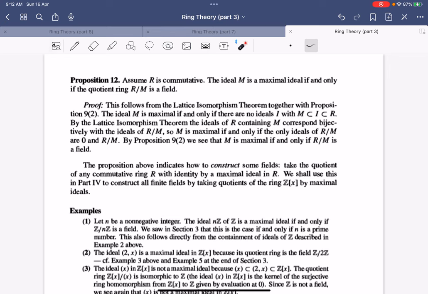So how we prove this is that it actually follows from the lattice isomorphism theorem, which is basically isomorphism theorem number 4. An ideal is maximal if and only if there are no ideals containing it. And so the ideals of R containing M correspond to the ideals of R/M. And so M is maximal if and only if the only ideals of R/M are 0 and R/M.